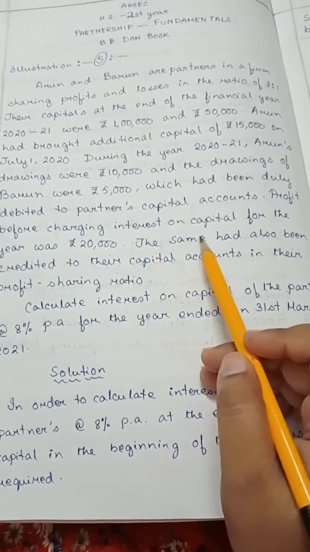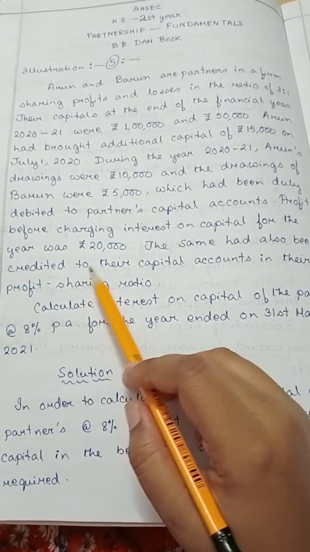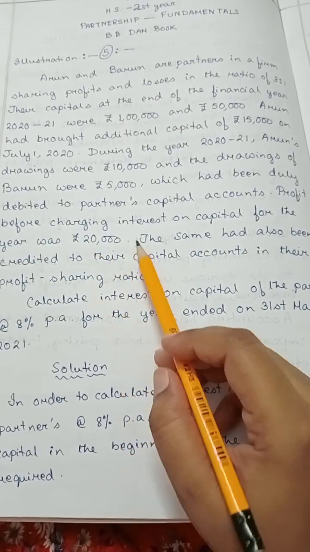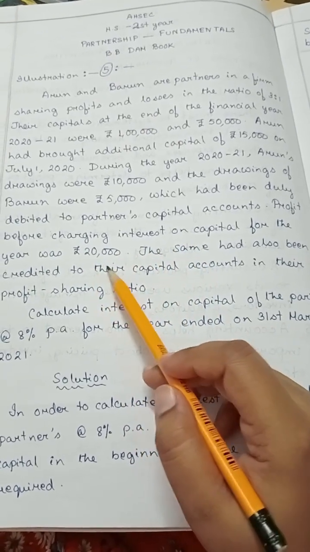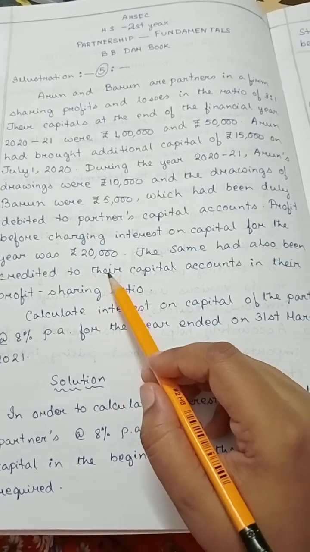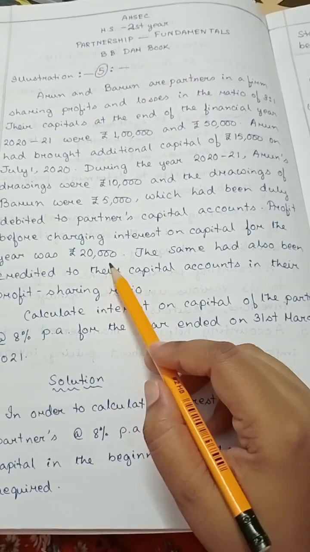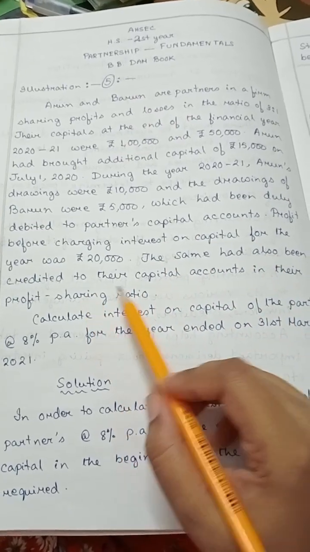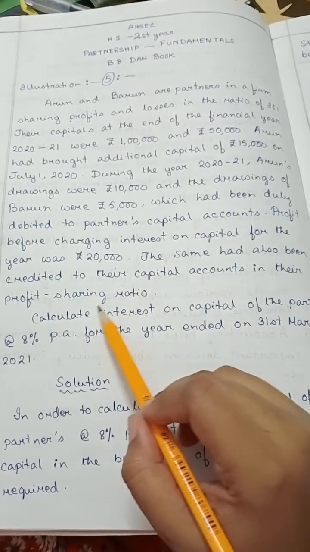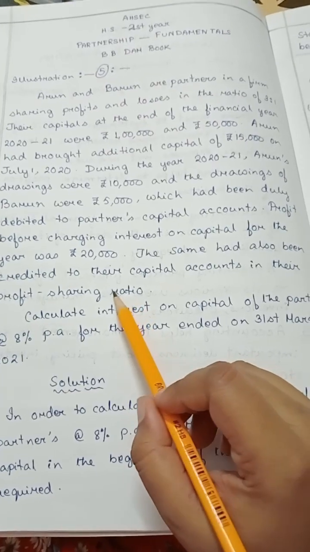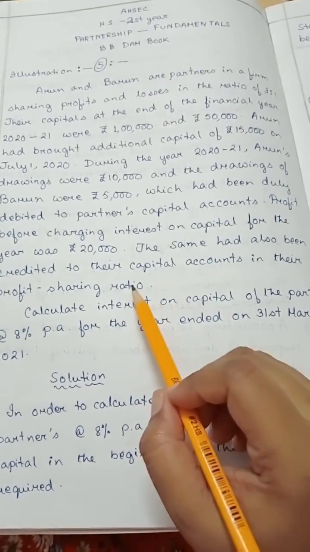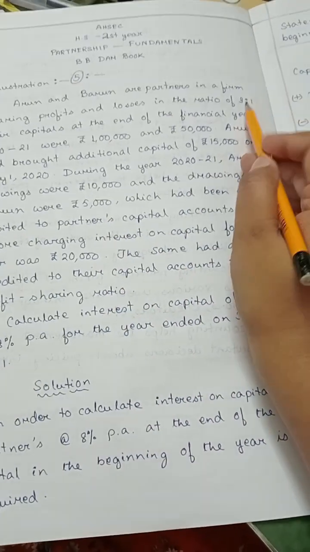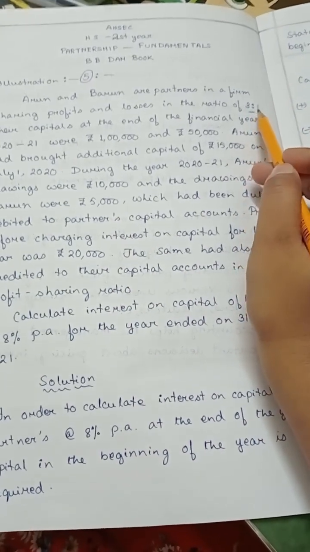Profit before charging interest on capital for the year was rupees 20,000. Okay, so before interest is charged, profit of the year was rupees 20,000, and this 20,000 had also been credited to their capital accounts in their profit sharing ratio. So in the capital accounts of the partners, this profit has been credited in the profit sharing ratio of 3:1.